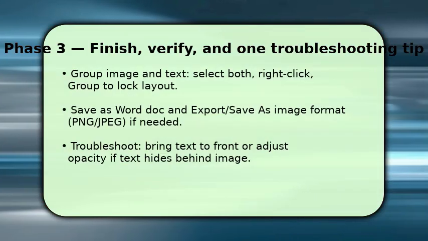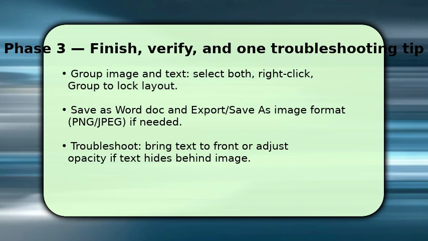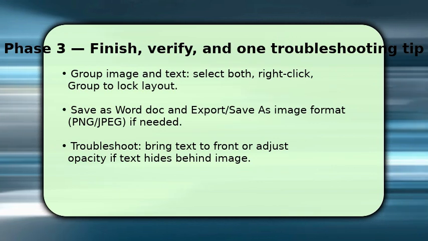To finish, select the picture and text box, then group them so the layout stays intact when you move it. Save your work as a Word document for edits, and if you need a single image file, use Export or Save As and choose PNG or JPEG.